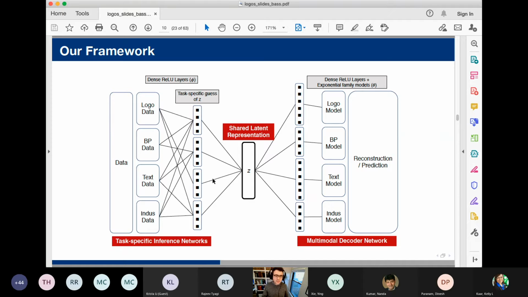What I just talked about was the essence of a variational autoencoder more generally: encoding data as a probabilistic model and then decoding data into a likelihood. What we introduced to this framework is the idea of task-specific inference networks and a multimodal decoder network, a multimodal generative model. Let me explain exactly how this works, starting with the latter part, the generative model on the right.